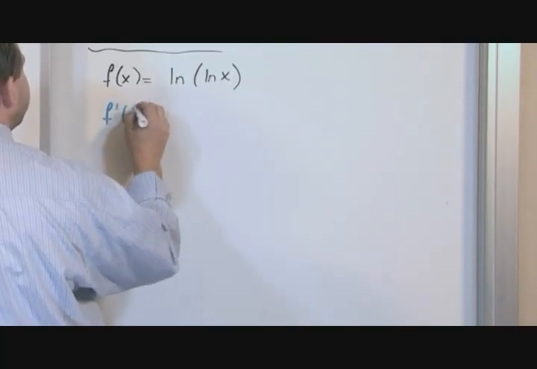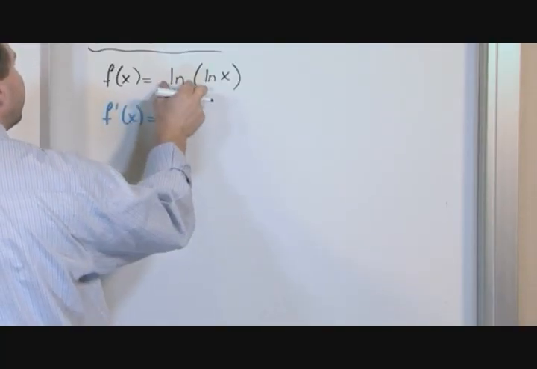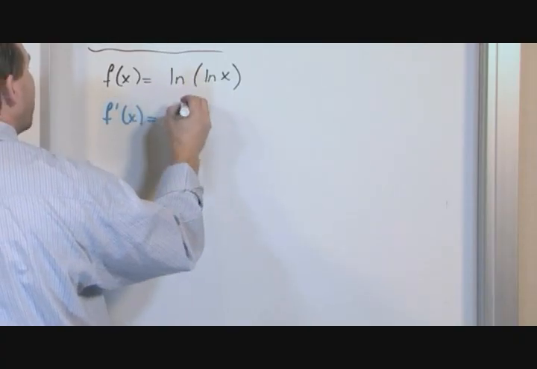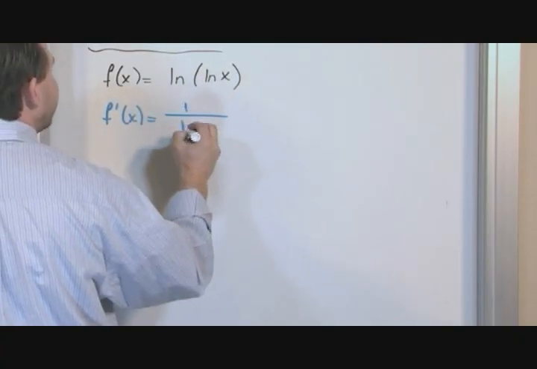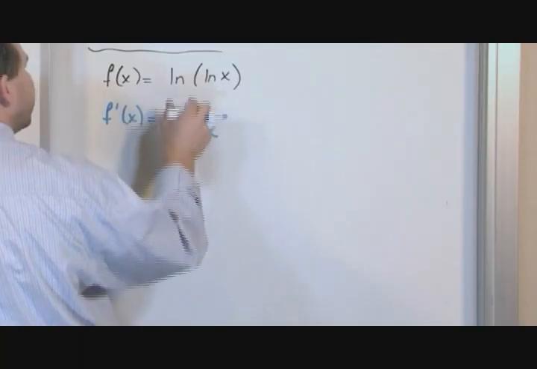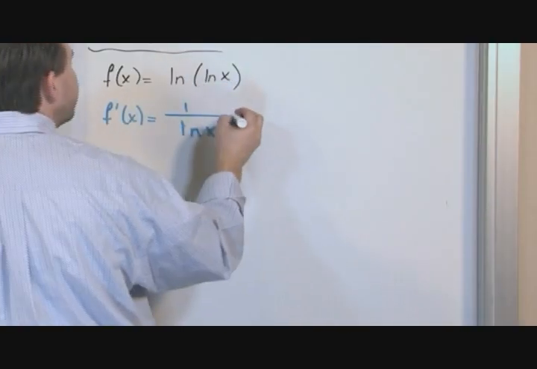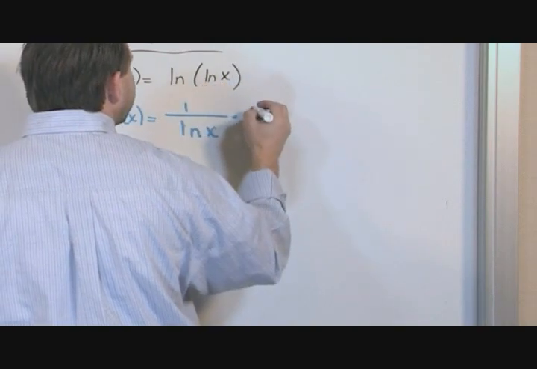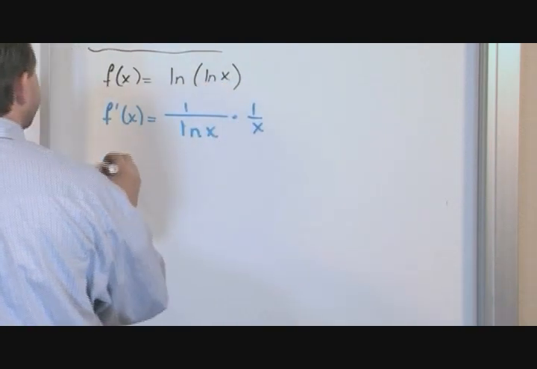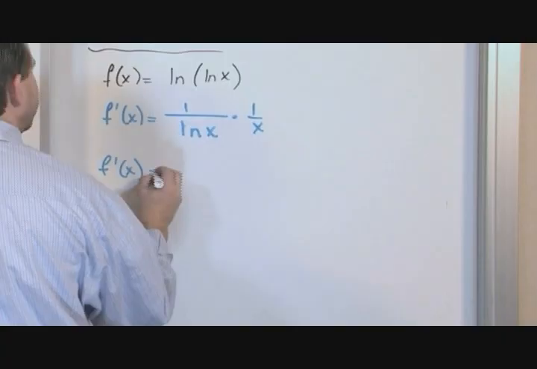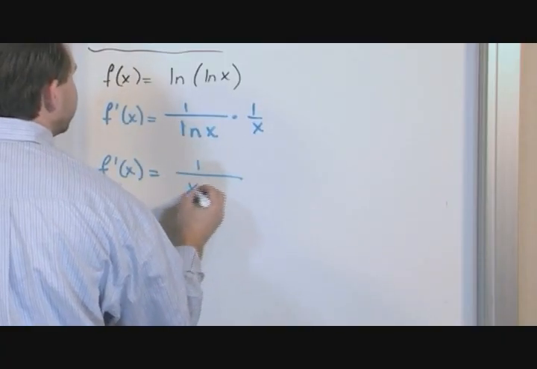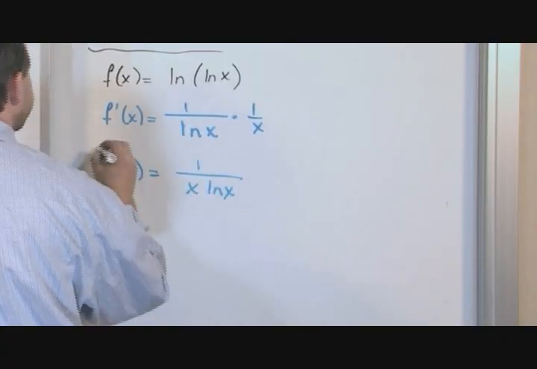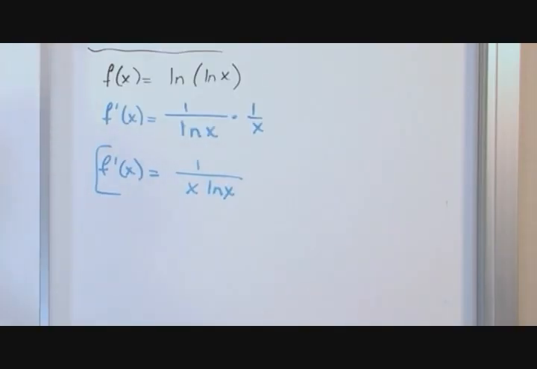F prime of x is equal to, well, the derivative of this outer function is what? It's 1 over the argument. So this natural log of x has to go in the bottom because it's 1 over whatever's on the inside. But then you multiply by the derivative of the inside. The derivative of natural log of x is 1 over x. So ultimately, the final answer is 1 over x times natural log of x. And that is the final answer.